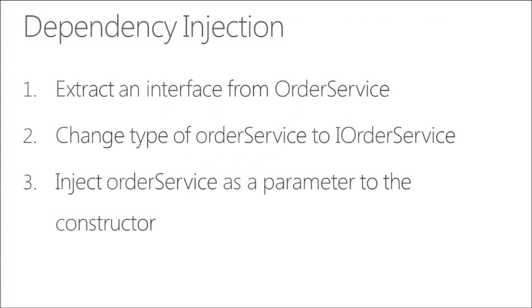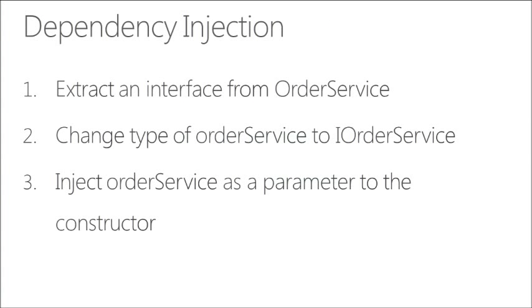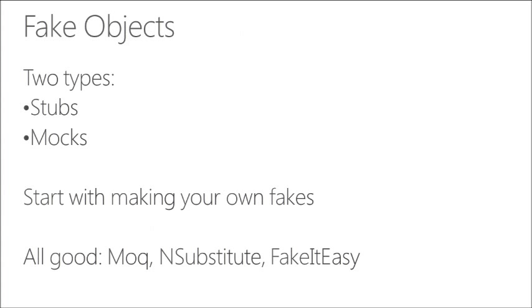So there's two concepts you need to understand to get past this. The first one is dependency injection. There's three different sorts of dependency injection if you want to get at this order service class. And the most common one is constructor injection. So I extract an interface from order service, so all the public methods on the order service class are in an interface. Change the type of my order service to be the interface, which I pass in through the constructor. And then I can inject that. I can create a fake object and pass that in instead of the real order service class.